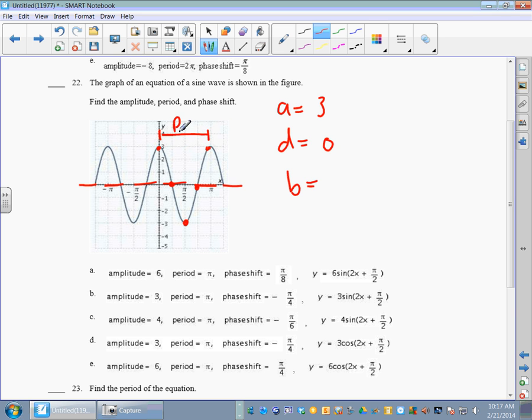Yeah, the period is pi. So to find b, you have to do pi equals 2 pi over b. So what's b? Yeah. So that implies that b would equal 2. So that's pretty good. Now the question is, where do you want to start the dots?